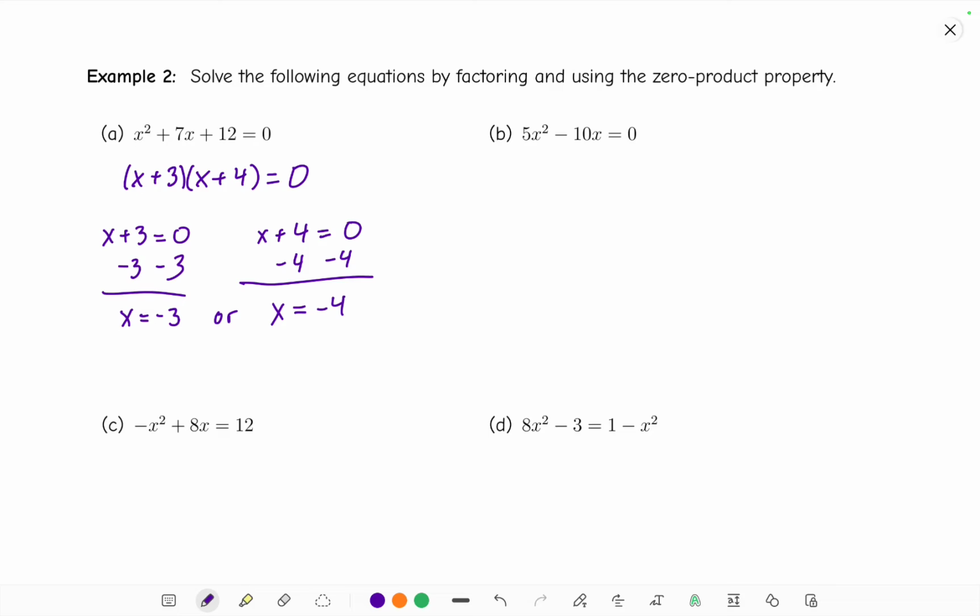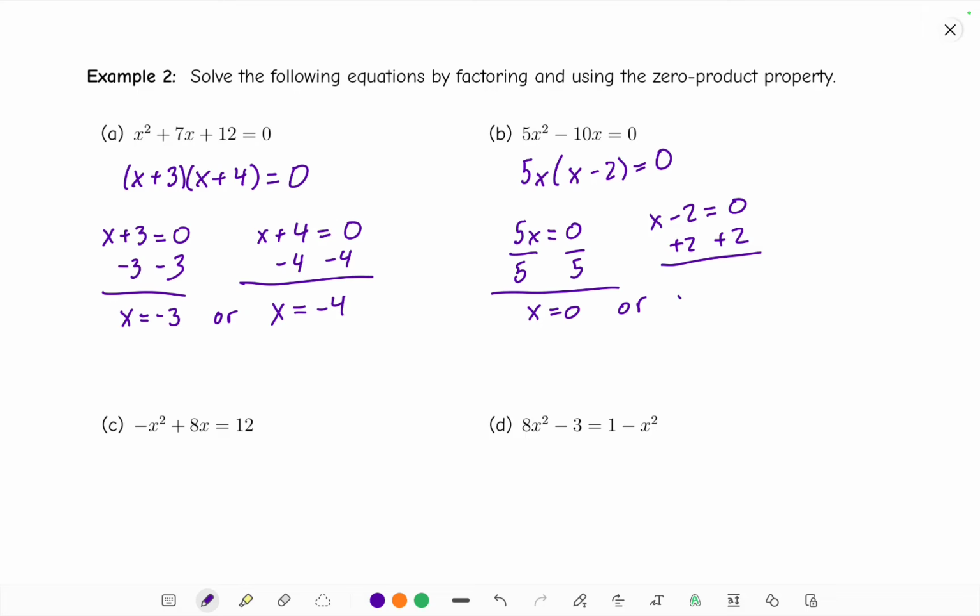B, 5x squared minus 10x equals 0. Well, I can factor a 5x out. And then set each factor equal to 0. Divide by 5, x equals 0. Or add 2, x equals 2.